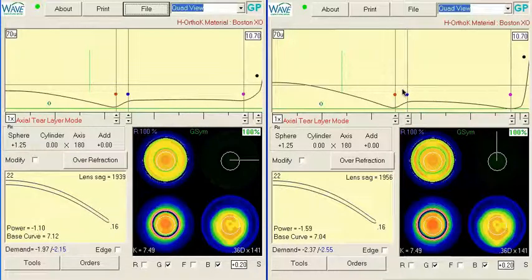And the changes we had made were to increase the OZ, and then also to try to tighten up the periphery a little bit. So one of those is most likely the culprit. I don't think increasing demand is the culprit. In fact, I would probably increase demand even more on the next lens.